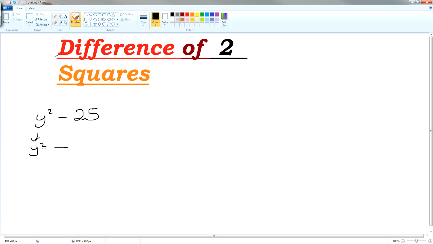What about 25? How is 25 a square number? What is it? 5 times 5. So 25 is actually 5 squared. So now this is called the difference of two squares, y squared minus 5 squared. So whenever we have, for example, this scenario, a squared minus b squared, that will always factorize into this format.